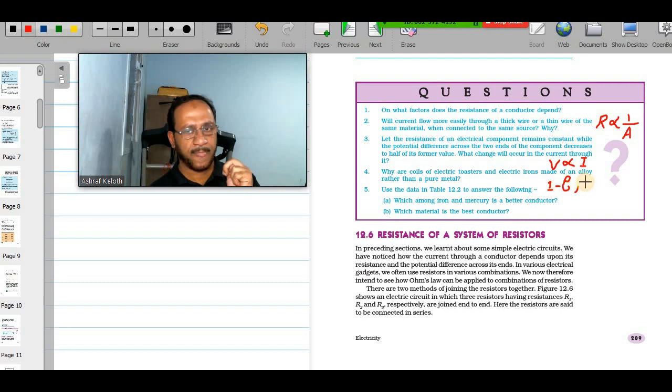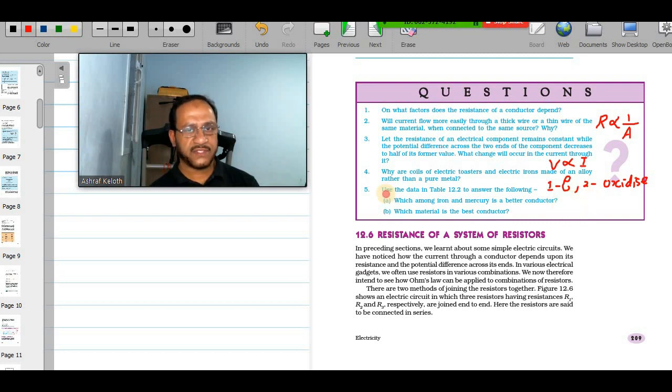Sir, alloys cannot be oxidized easily when heated up. That is, if a single metal is heated up to high temperature, it will get oxidized, means it will react with oxygen in the atmosphere and form metal oxide. But if an alloy is heated in contact with air to high temperature, it will not oxidize easily. Okay, the answer is 2 points. First point, the resistivity of an alloy is greater than the resistivity of the constituent metals. Second point, alloys will not oxidize easily when heated in contact with air.